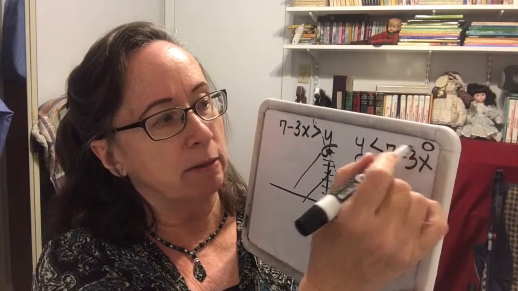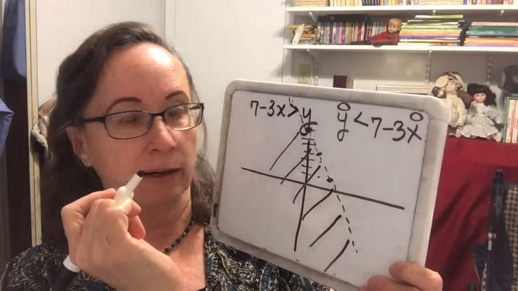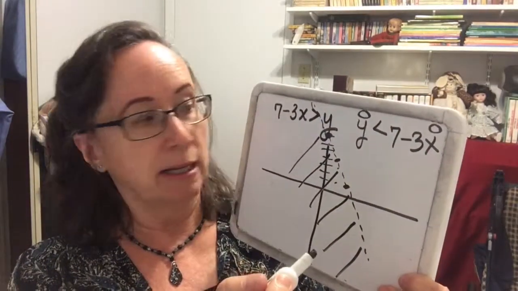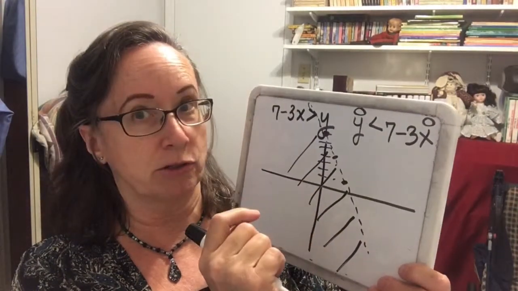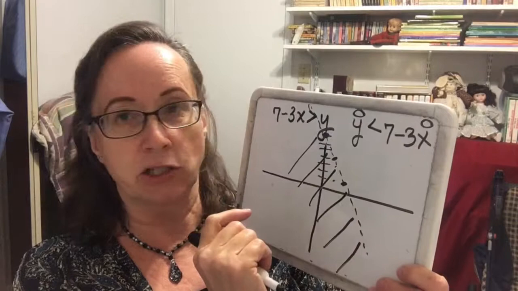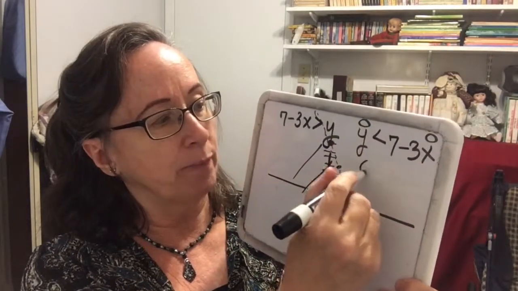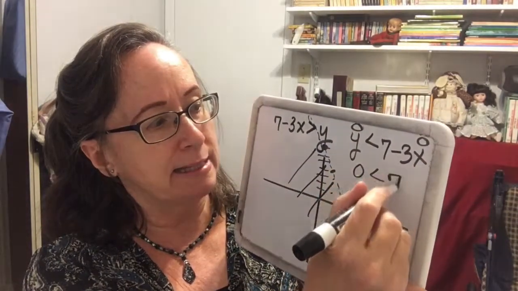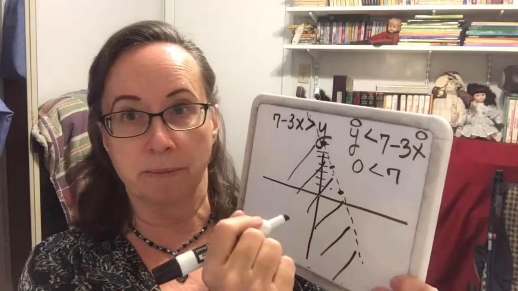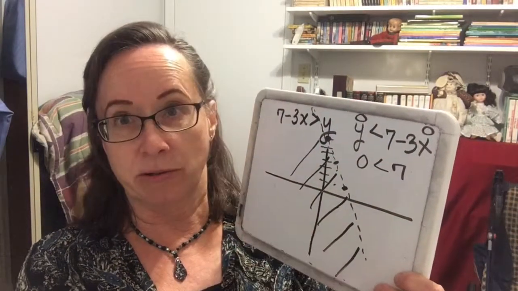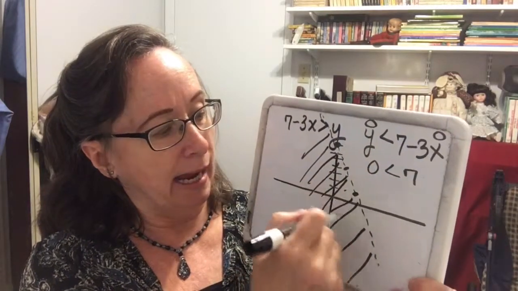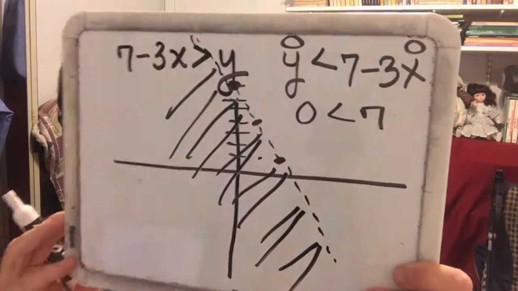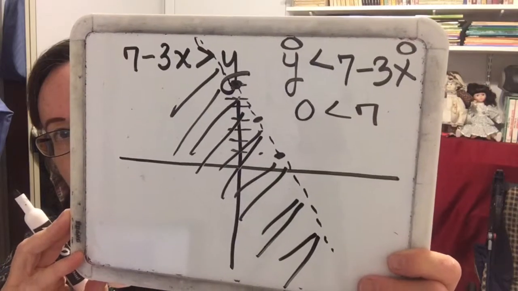Plug in a 0 and a 0 right there. And then let's check to make sure, because from what we have just done, 0, 0 should make it true. So let's just double check. 0 is less than 7 because this part becomes 0 again. That is true. Therefore, we shaded in the correct direction, and that is the graph of that inequality.